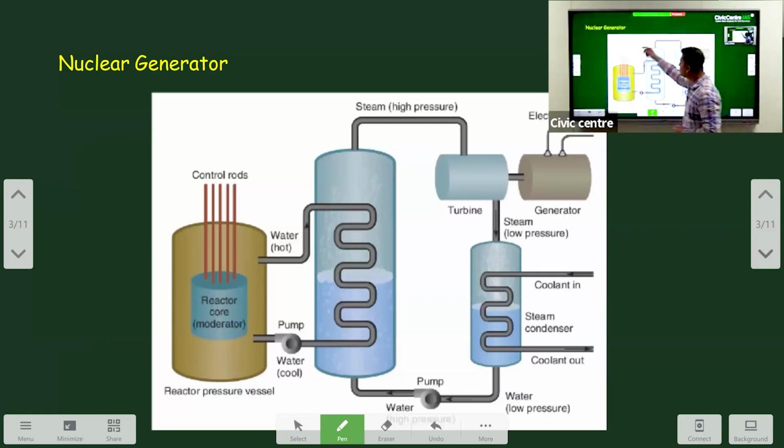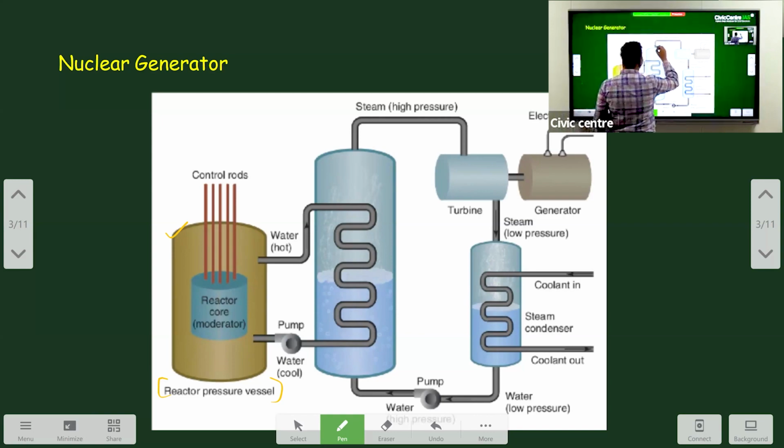Now moving forward, this is the picture of the nuclear generator. So this is the reactor core, which also has the moderator and the control rods. And we can say it's the reactor pressure vessel. And from here the water is pumped in, and here the water is pumped out.